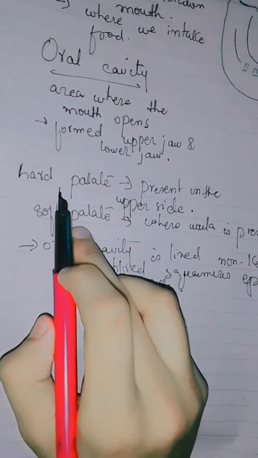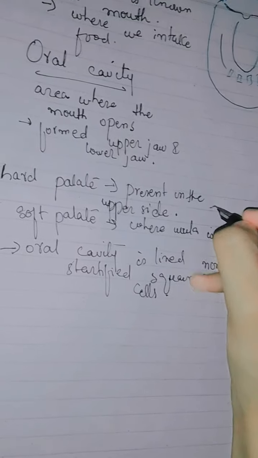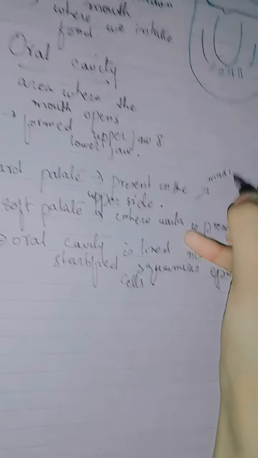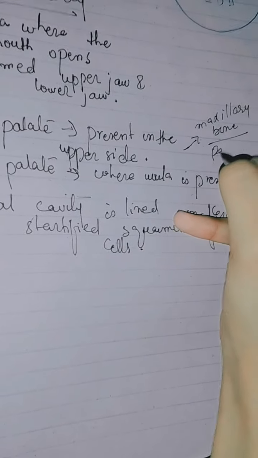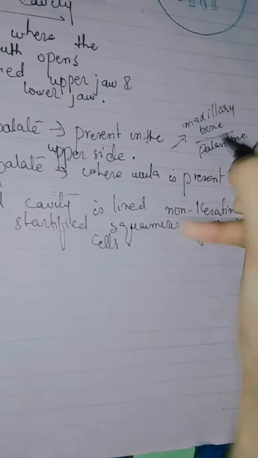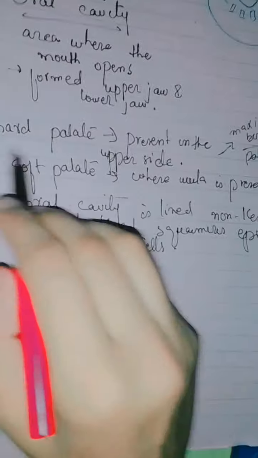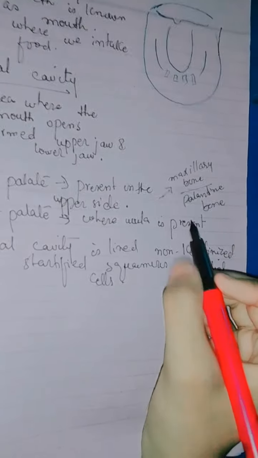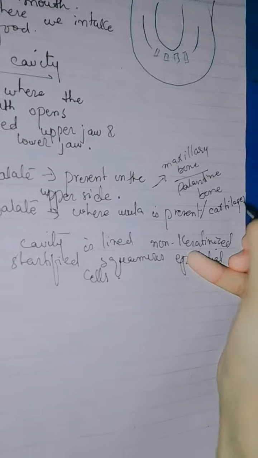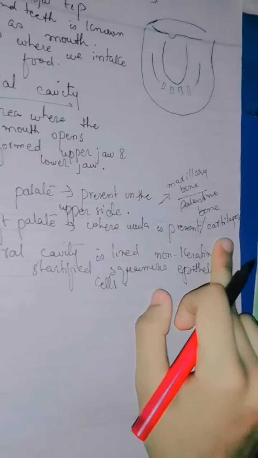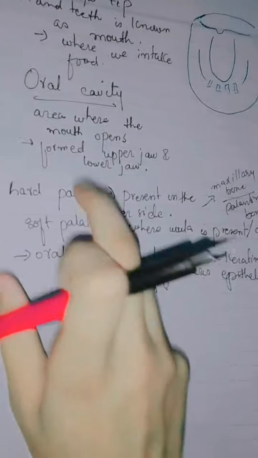Basically, the hard palate is hard because two bones are present in it: the maxillary bone as well as the palatine bone. These bones are present, which is why the hard palate is hard. The soft palate is soft because no bone is present in it, and it has cartilages. Cartilages are softer than bones. So no bone is present in it, only cartilages. That is why it is the soft palate, and that is the hard palate.